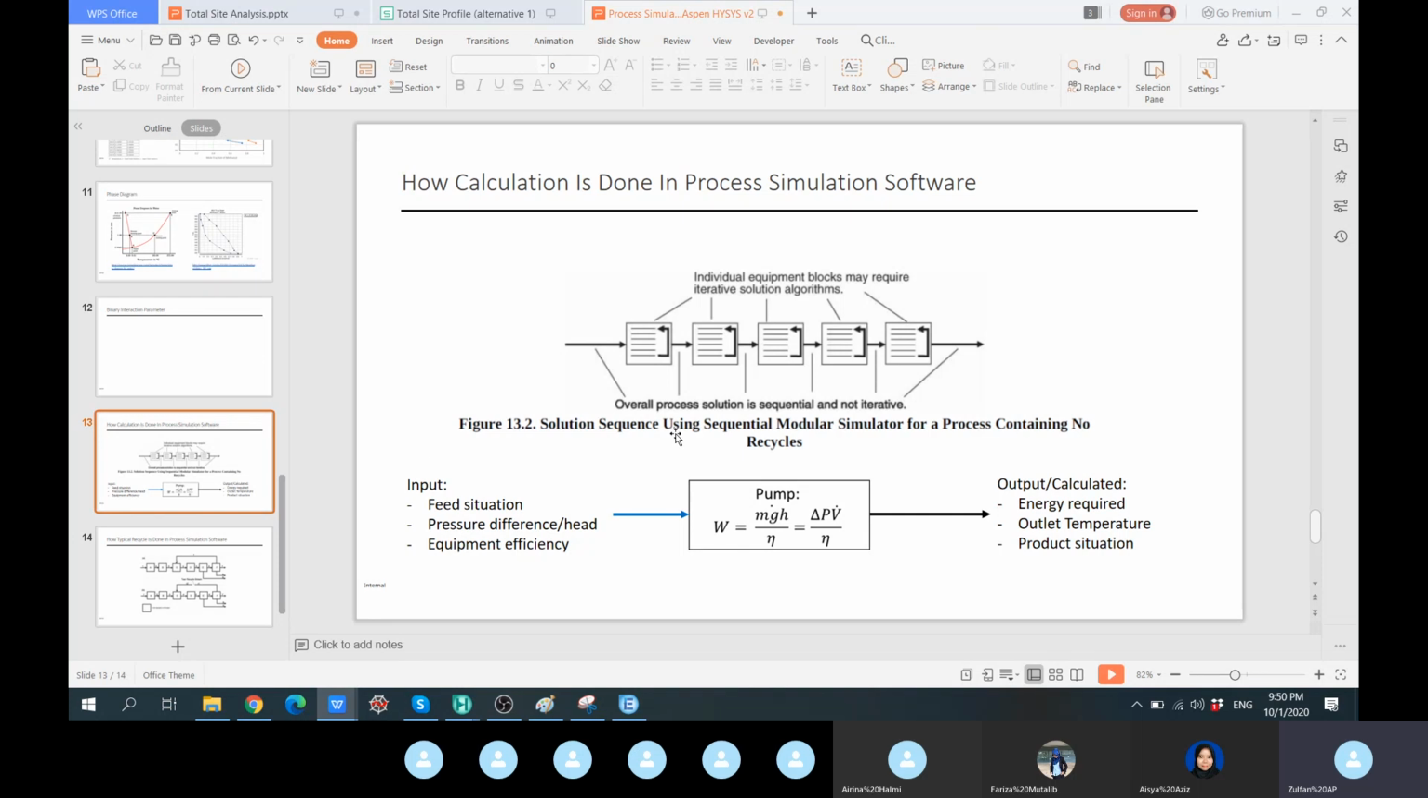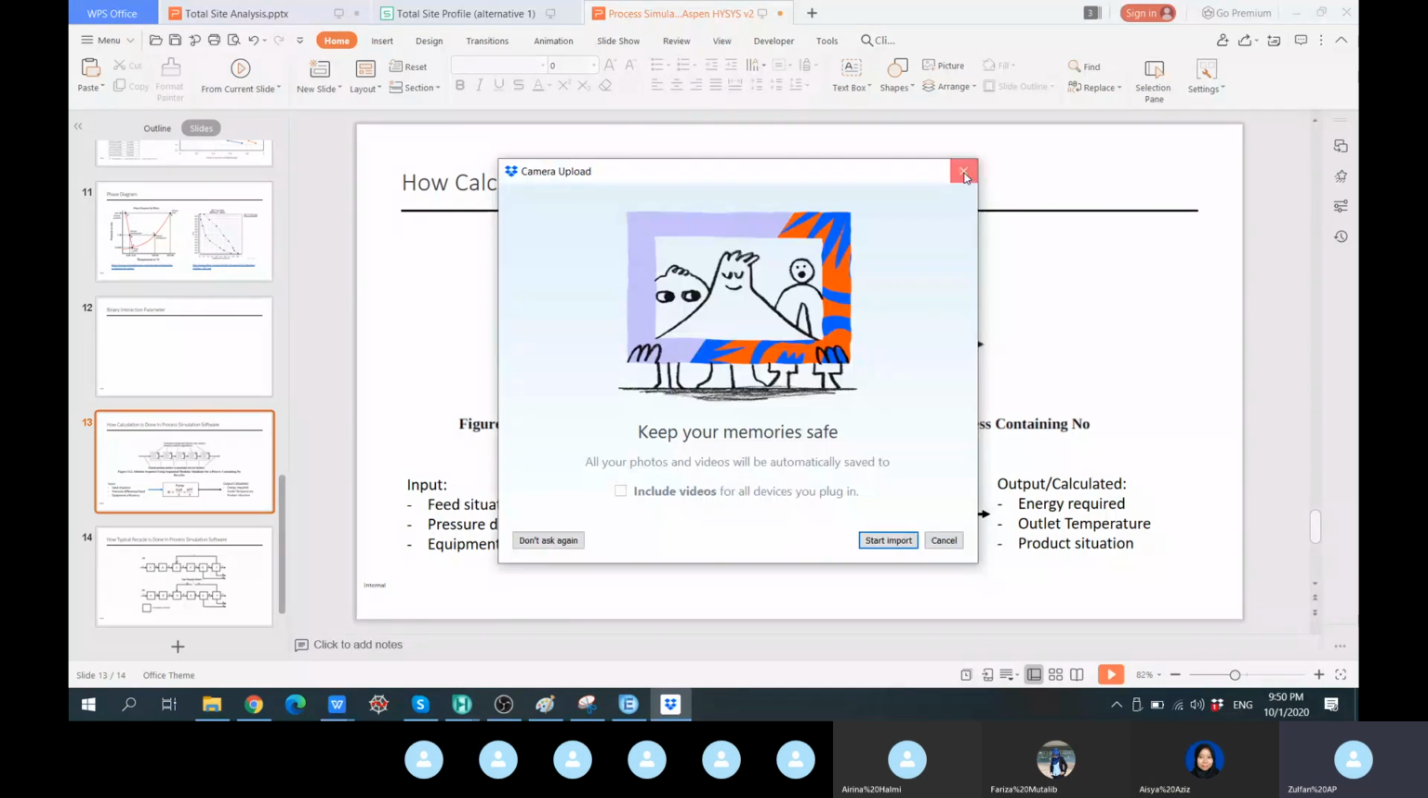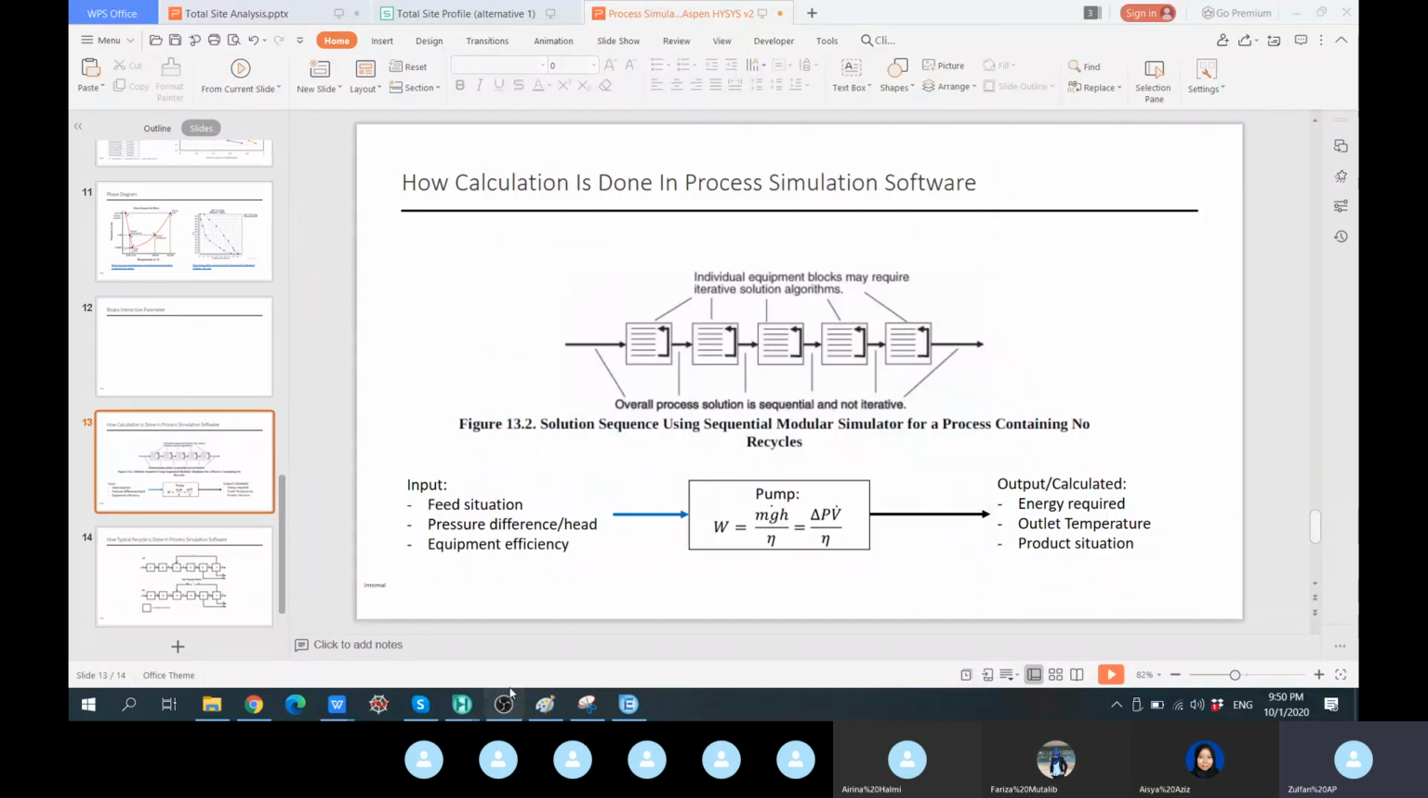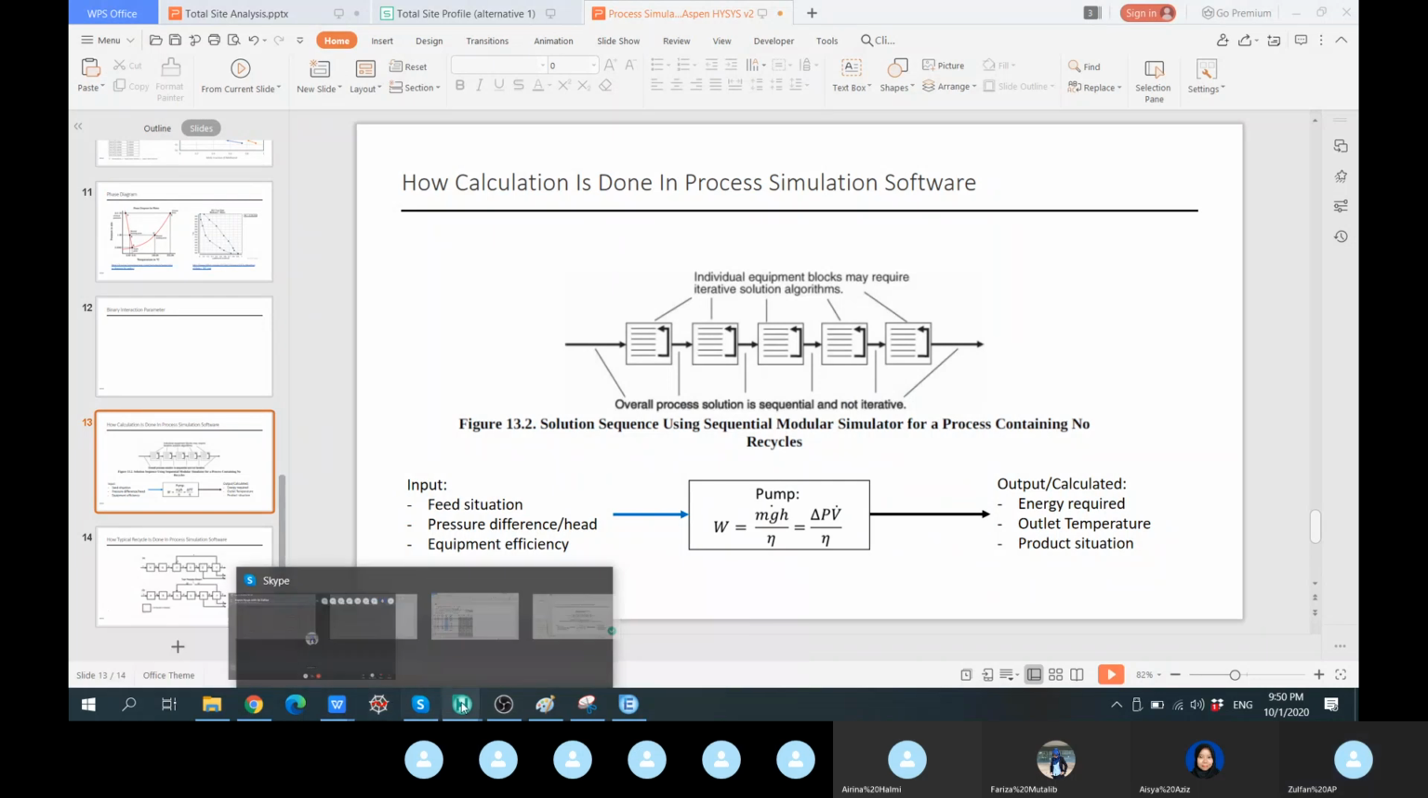In a more advanced session later on, you can specify something somewhere in between, but that is for the later, more advanced case. This is for the basic. This is what we have to understand about how this sequential modular approach works. So do you have any questions?